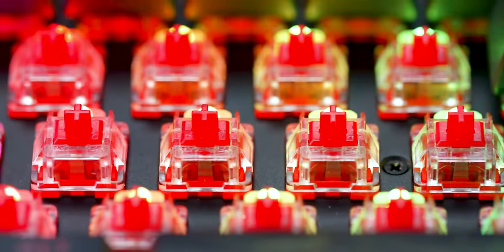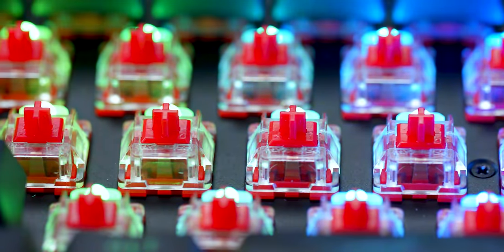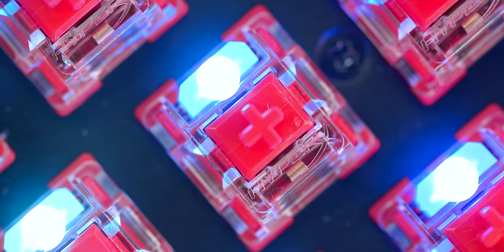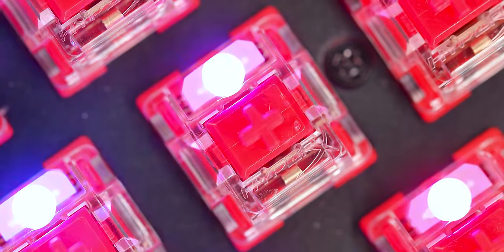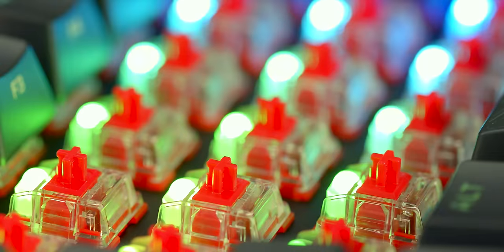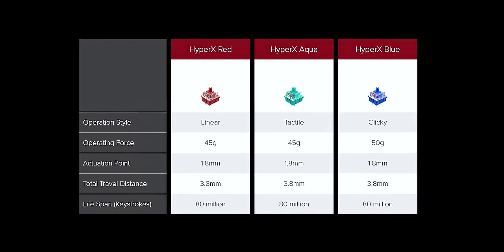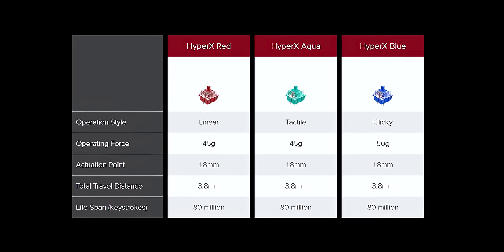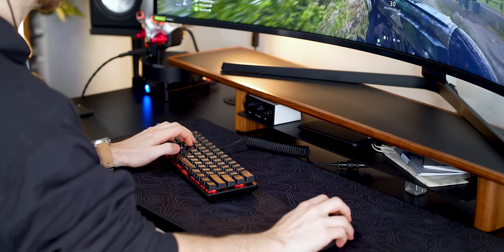Now, as for the switches, in this unit here, I have their own HyperX Red switch, which is linear. Has an 80 million keystroke lifespan, actuates at 45 grams, down at 1.8 millimeters, and has a total travel distance of 3.8 millimeters. So while this is one of their three total offerings, they have their tactile Aqua switches and their clicky Blue switches. This is currently the only switch available, but I assume they're gonna be having all three available to pick from.